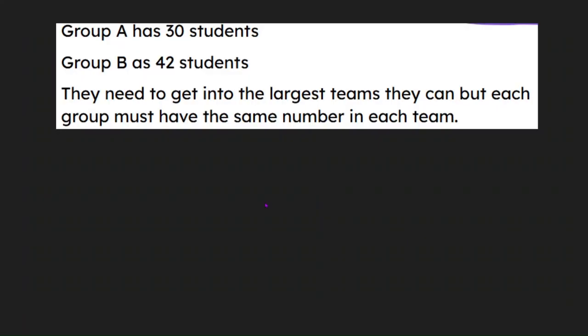So let's try another problem. This is a highest common factor problem. We have two groups. Group A has 30 students and Group B has 42. They need to get into the largest teams they can, but each group must have the same number in each team. Excuse me. So take a moment, take a minute, try and work this one out. How many students will there be from Group A and from Group B to make the largest teams possible? So pause the video, take 1 minute, try and work this out.